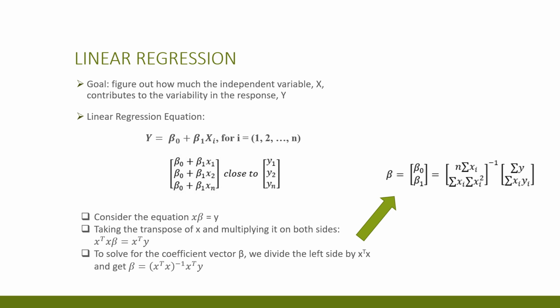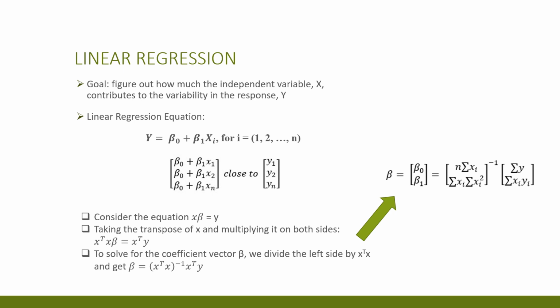So moving on to linear regression. The goal of linear regression is to figure out how much the independent variable x contributes to the variability in the response y. The linear regression equation is as follows. y equals beta sub 0 plus beta sub 1 times x sub i, for i equals 1, 2 to n. Beta sub 0 is similar to the intercept in the mx plus b equation. So if you look at the equation y equals mx plus b, m you can look at as beta 1. The x vector can be looked at as the x in the mx plus b equation, and beta sub 0 can be looked at as b, which is the intercept.